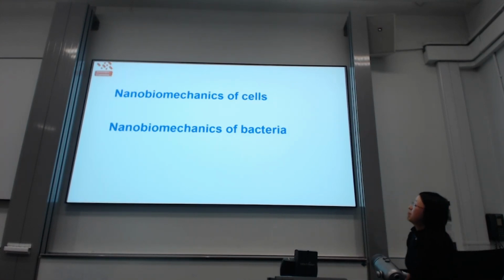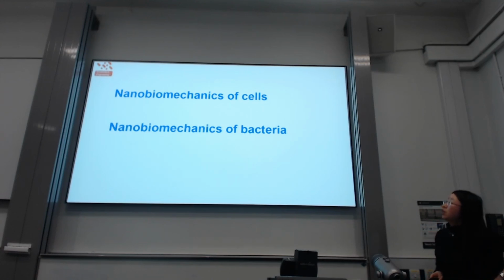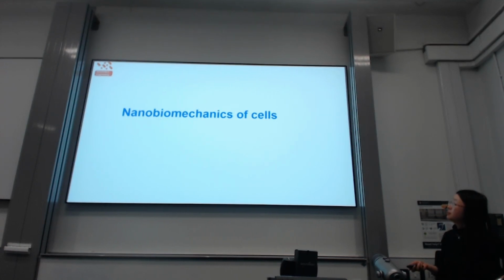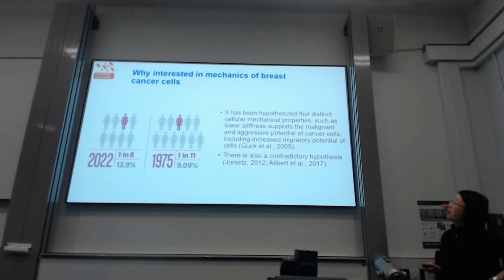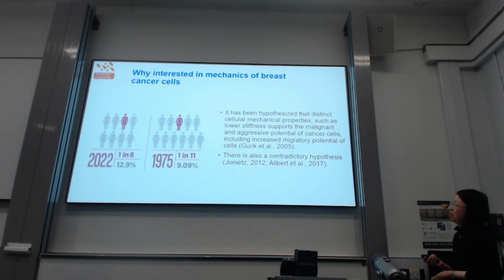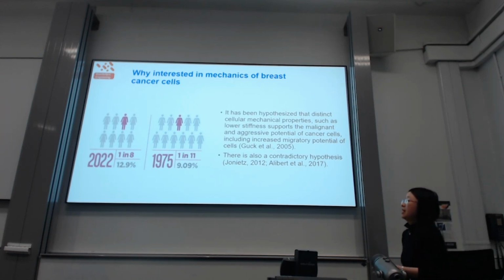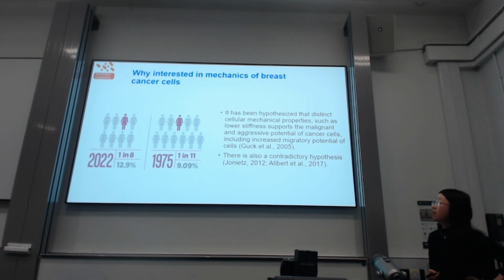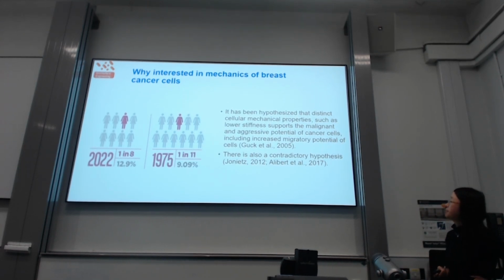So today I will mainly give two typical examples about the nanoindentation of cells and bacteria. Here I choose some examples about cancer cells. Why are we interested in cancer cells? I guess everyone knows. For example, for breast cancer cells, 1 in 8 women would suffer from breast cancer at some point.